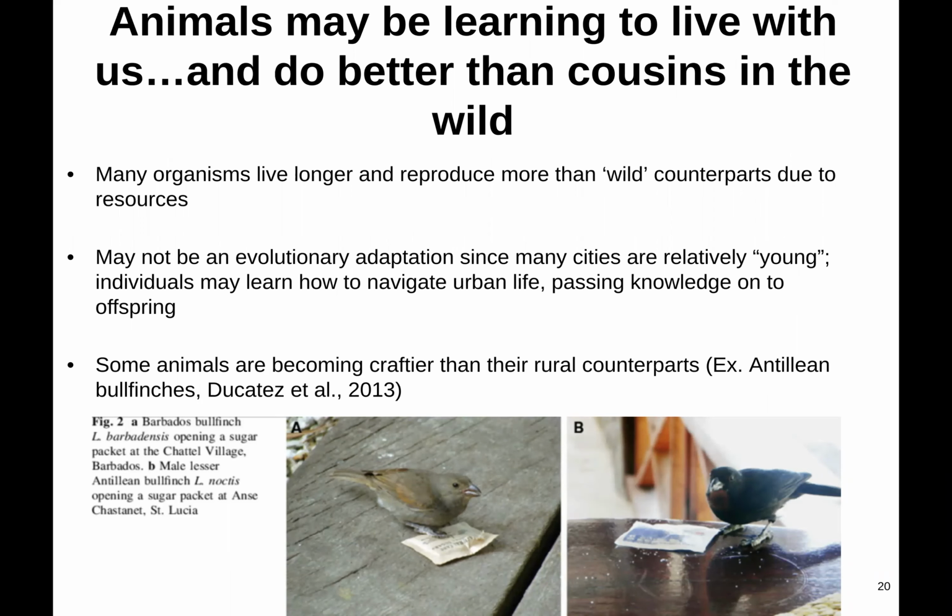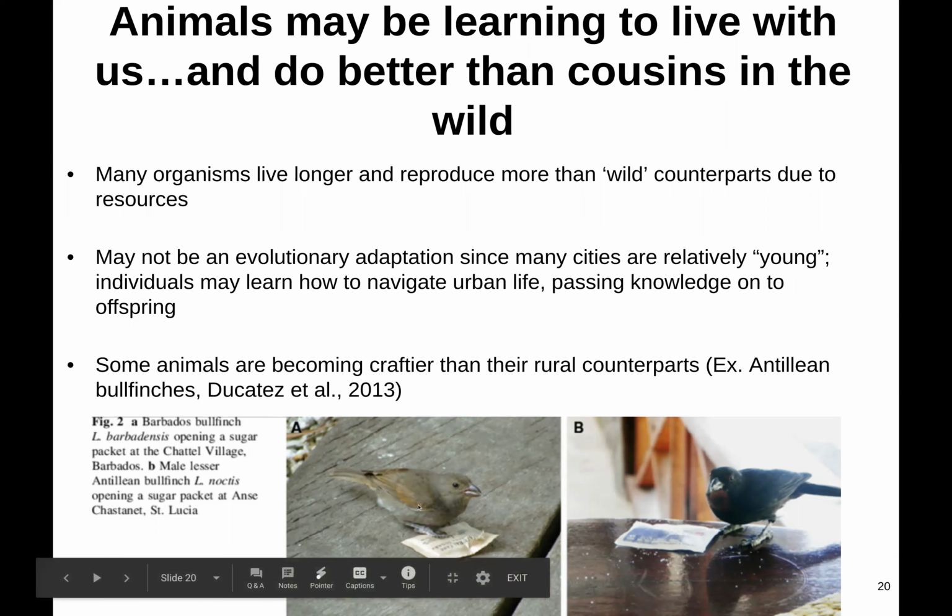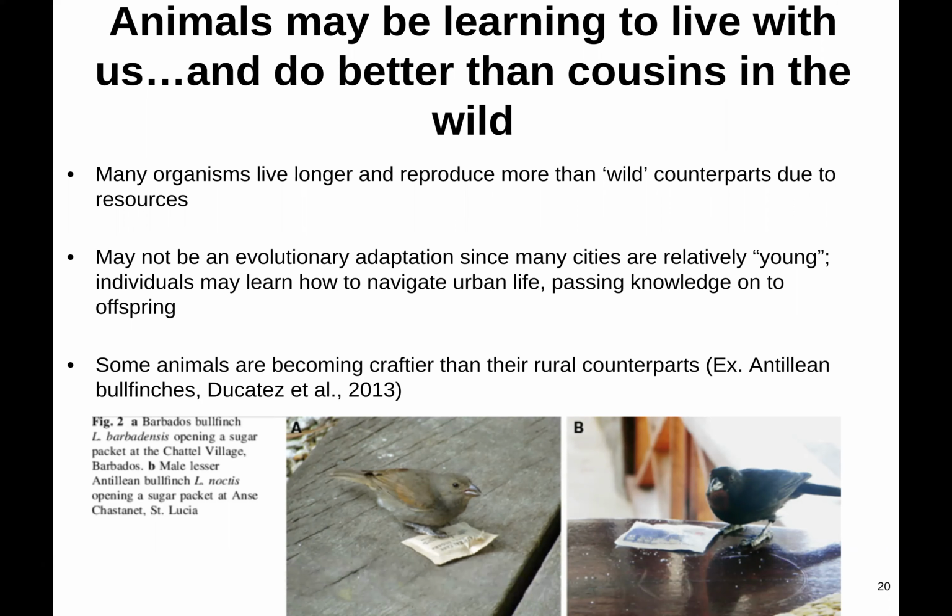And what this has actually led to is some animals becoming craftier. So for instance, there's this really interesting paper from 2013 looking at Antillean bullfinches that have learned how to open sugar packets so that they can eat the sugar, which is pretty crafty, right? Sugar is a pretty concentrated energy source.